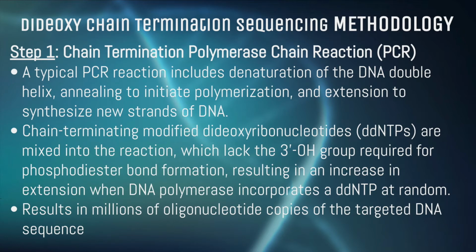However, in chain termination PCR, chain terminating modified dideoxyribonucleotides, shortened to ddNTPs, are mixed into the reaction. These ddNTPs lack a hydroxyl group, which is needed for phosphodiester bond formation. This results in an increase in the extension step when DNA polymerase incorporates a ddNTP at random. Step 1 of dideoxy sequencing results in millions of oligonucleotide copies of the targeted DNA sequence.